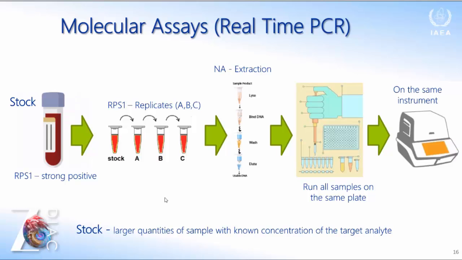So this is just an example for the first, let's say, sample in the panel, and this procedure, of course, should be performed for all 5 samples included in the repeatability panel. Repeatability panel, sorry.